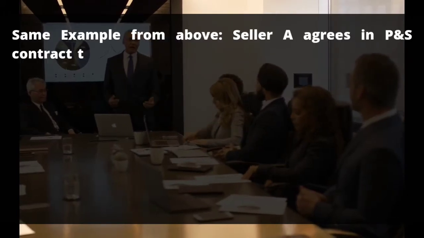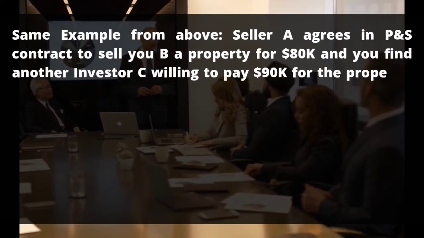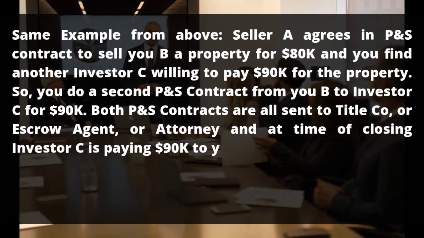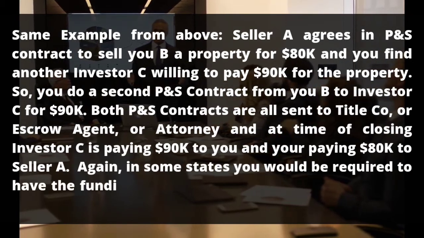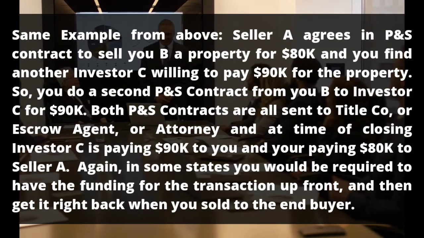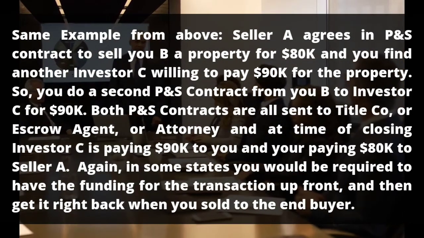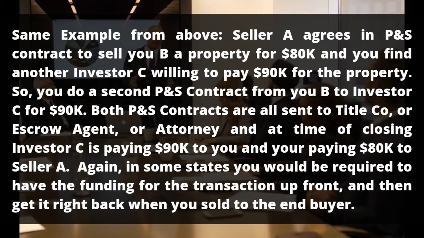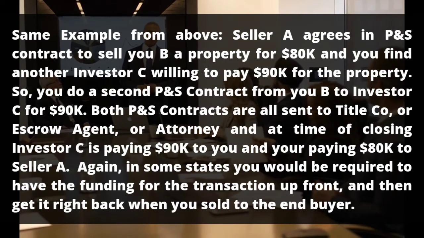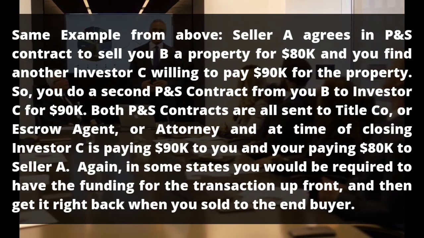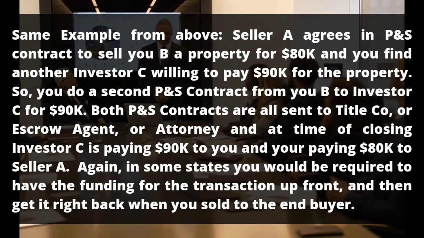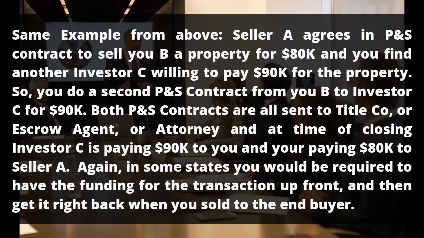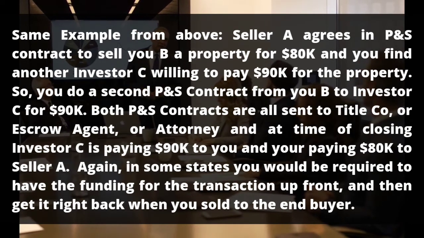Same example. Seller A agrees in the P&S contract to sell you B a property for $80,000 and you find another investor C willing to pay $90,000 for the property. So, you do a second P&S contract from you B to investor C for $90,000. Both P&S contracts are sent to the title company, or escrow agent, or attorney, and at the time of closing investor C is paying $90,000 to you and you're paying $80,000 to seller A again. In some states you would be required to have the funding for the transaction up front, and then get it right back when you sold to the end buyer.